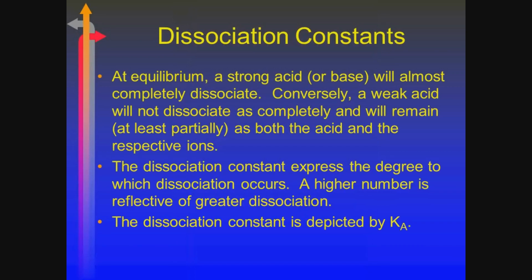The degree to which it dissociates is basically what is known as the dissociation constant. A bigger number means bigger dissociation, a smaller number means smaller, and it's depicted by something called K sub A. All I want you to know is that we can quantify the degree to which something dissociates.